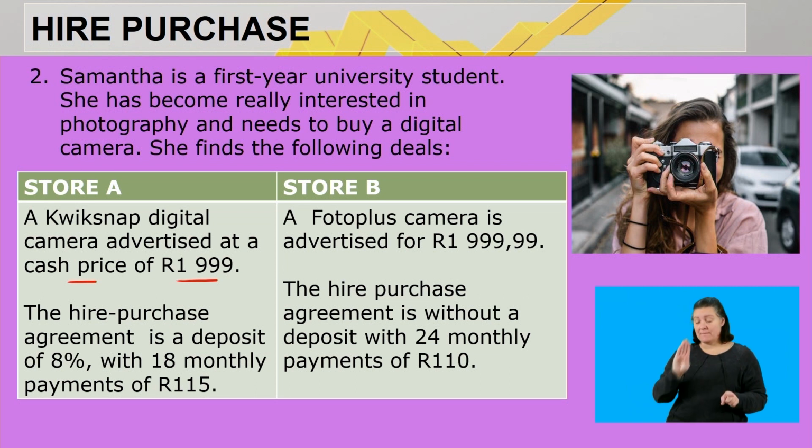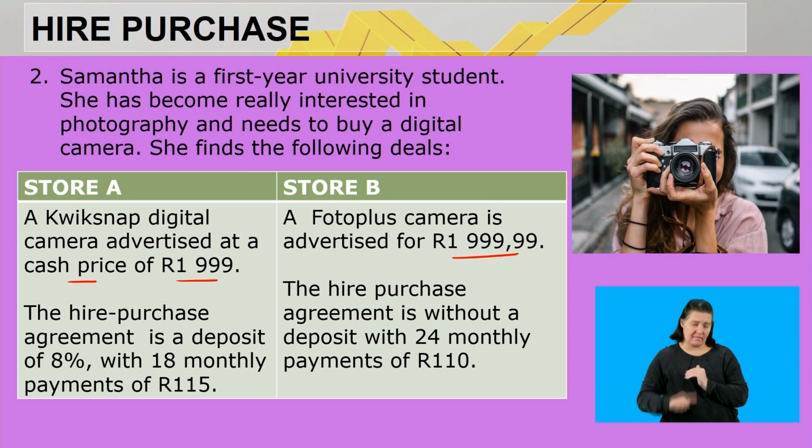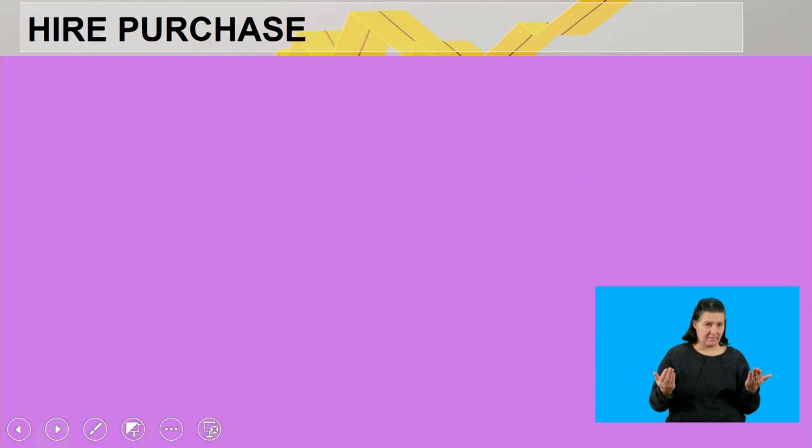Then, on the other hand, we have Store B that offers the following deal. A Photo Plus camera is advertised at 1,999 Rand and 99 cents. The hire purchase agreement is without a deposit with 24 monthly payments of 110 Rand. So there we have the two deals that's been offered to Samantha.